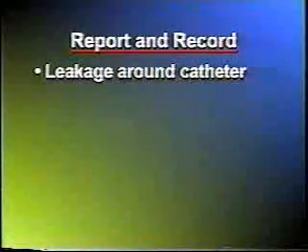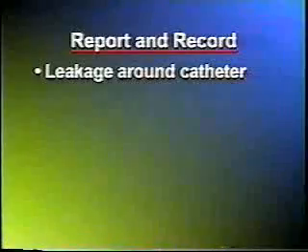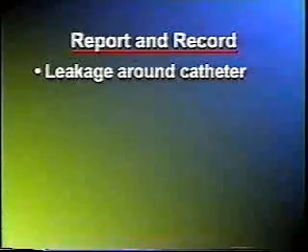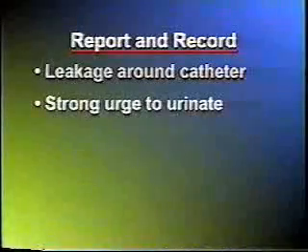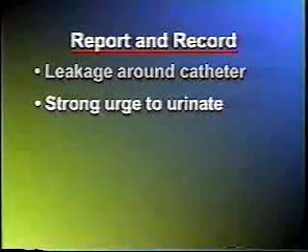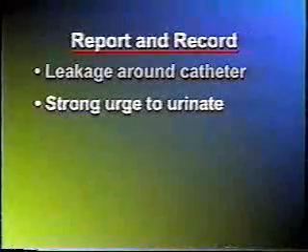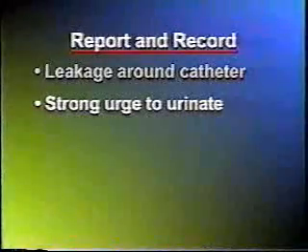You must report the following to your nurse. Report to the nurse if there is any leakage around the catheter. This can be a sign of obstruction, bladder spasms, or urinary tract infection. The resident may report to the nurse that they feel that they have an urge to urinate and they still have a catheter in them. Please report this to the nurse.